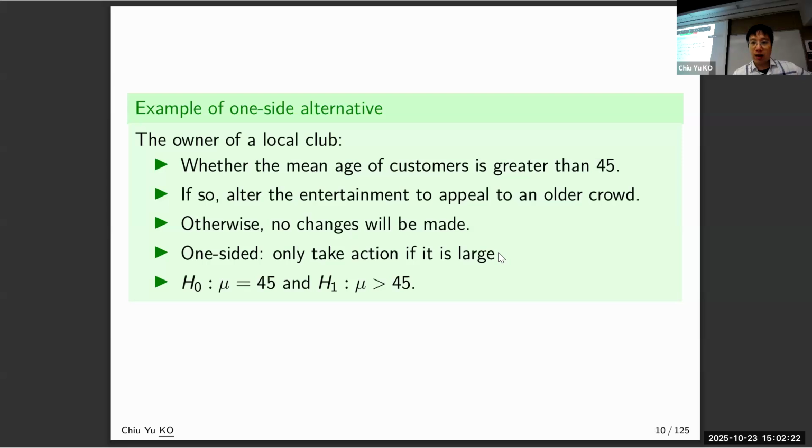So that's why, remember, our null is always simple. So there's no need to do anything. You will take action if more than 45. So this is our alternative. Is that clear? The alternative is the thing that you want to take action on, right? So that is what you put there. Is that okay? Because if not more than 45, actually you don't want to do anything, right? So we just put it there.